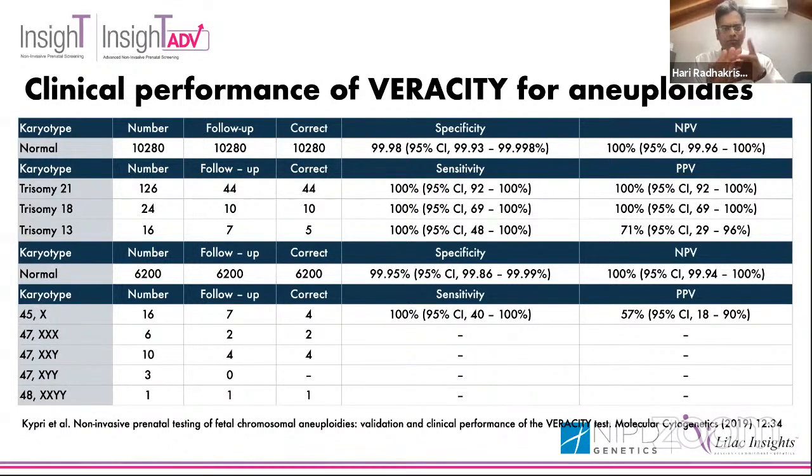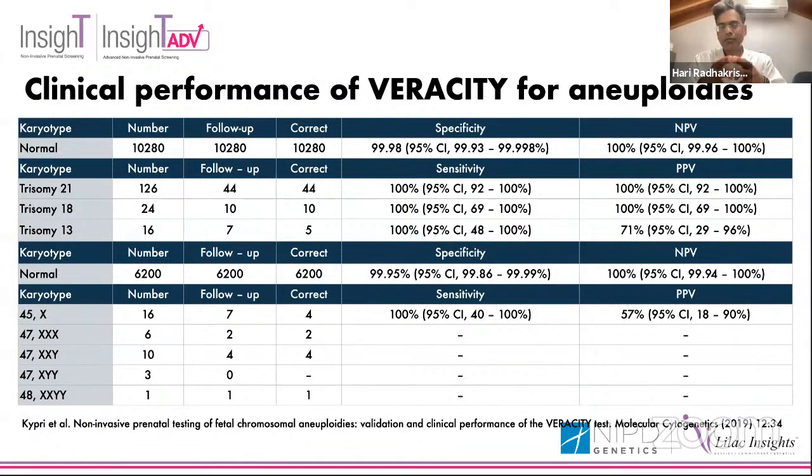I want to very quickly point out here that while we have good performance in 21 and 18, reporting 100% positive predictive value, for trisomy 13 and monosomy X the positive predictive value is about 71% and 57%. And there are biological reasons here that we cannot overcome at all, no matter how hard we try. At the end of the day, the biological reason is we are looking at placental DNA and not what is coming from the fetus. And we always have to be aware of this.